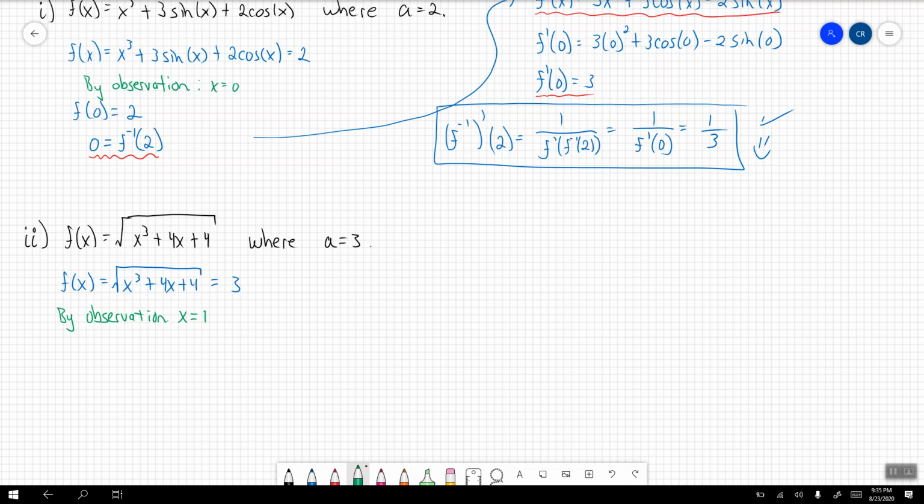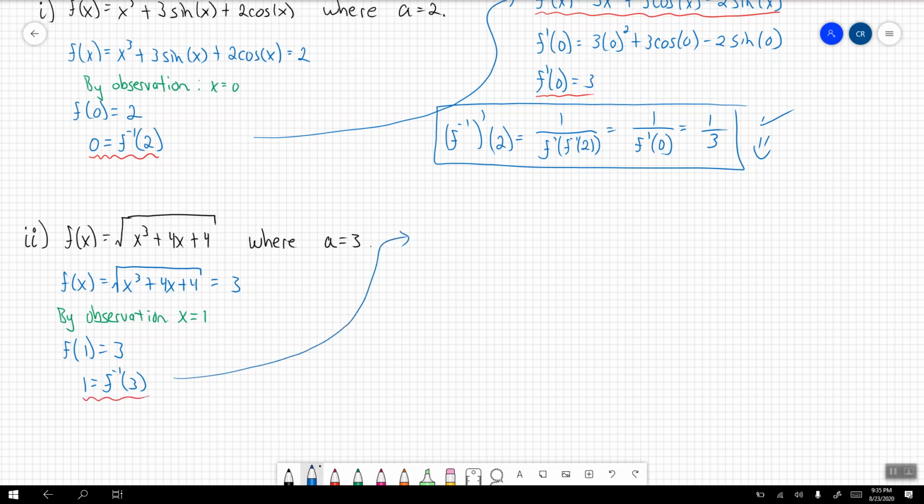Nice. Yes, in fact, if x is 1, that's 1 plus 4 plus 4, that's 9, and the square root of 9 is 3. Look at that. Making good headway here. So f of 1 is going to get us 3, which then means by the inverse rules, 1 is going to be equal to f inverse of 3. Again, that's the first part that we need.